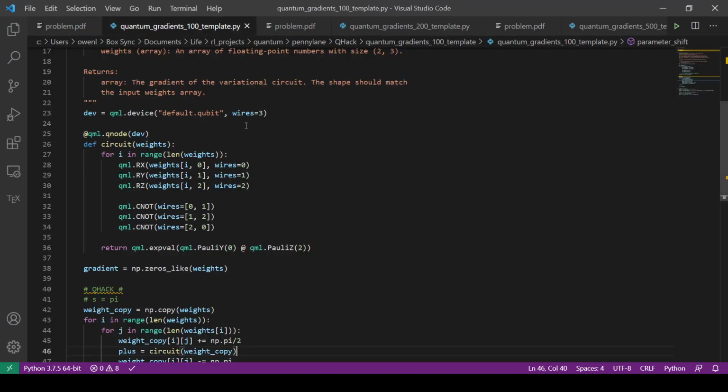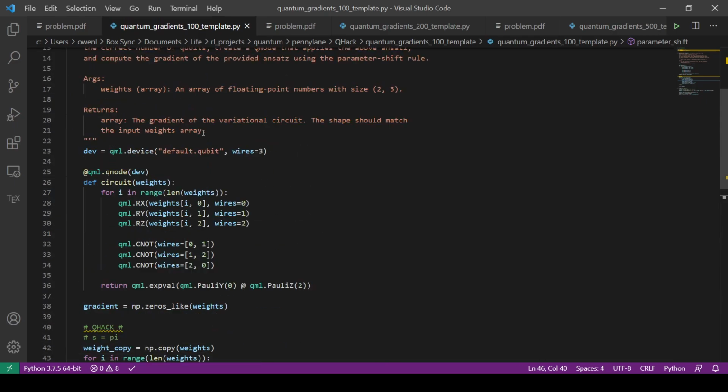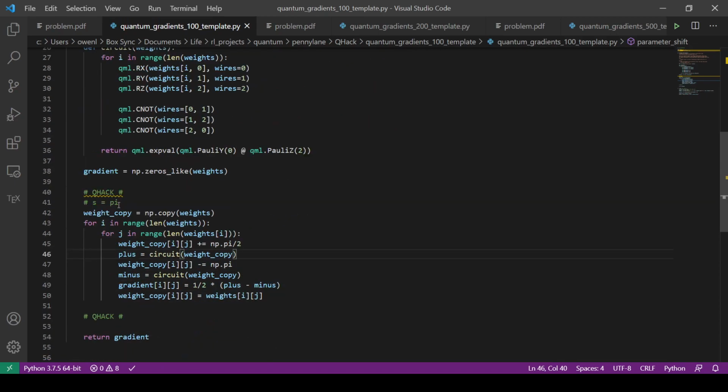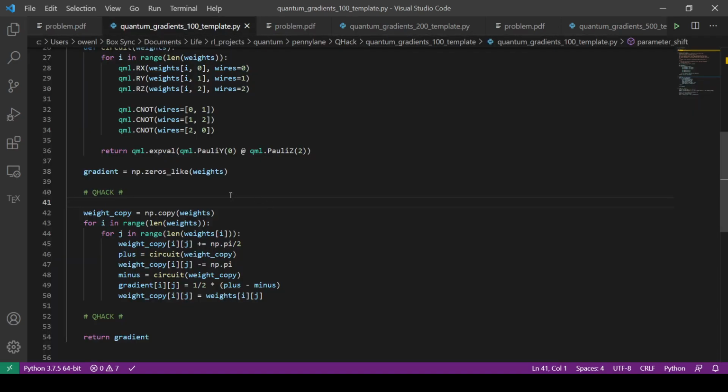Going over to the code, we can see it provides us with this circuit, some Rx, Ry, Rz gates. It doesn't matter the type of gate, the action is the same. And we can see exactly this equation put into practice here.